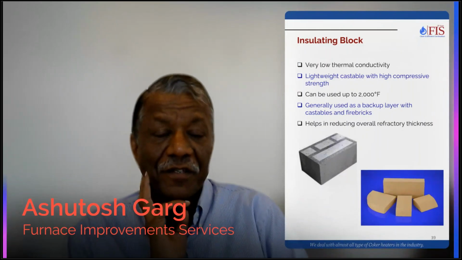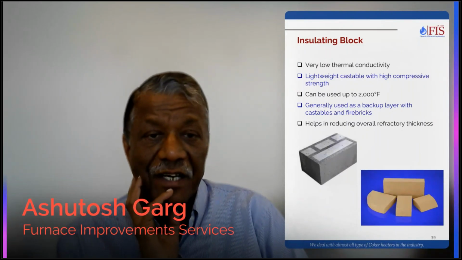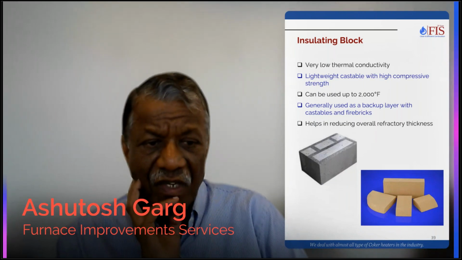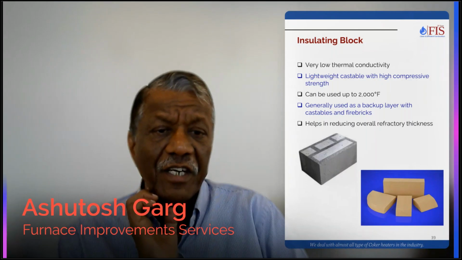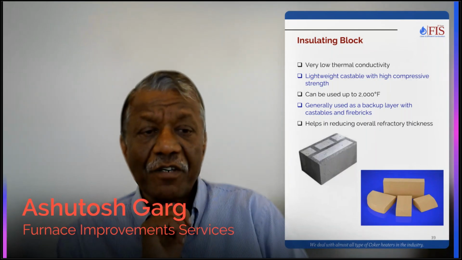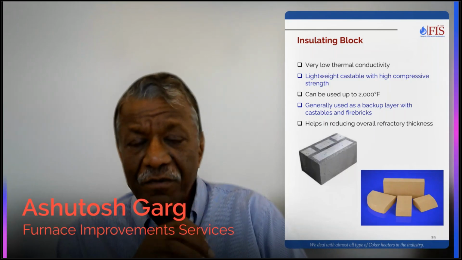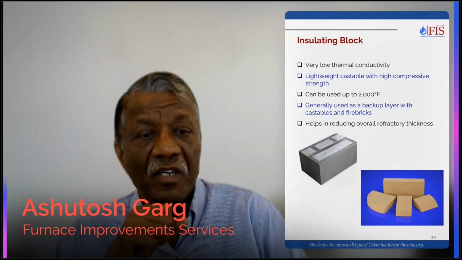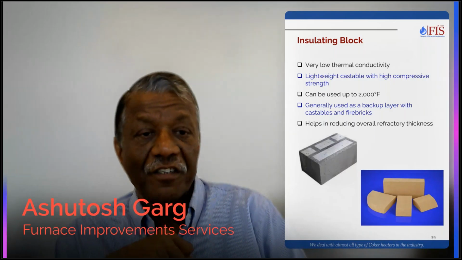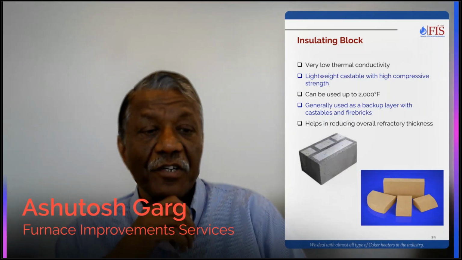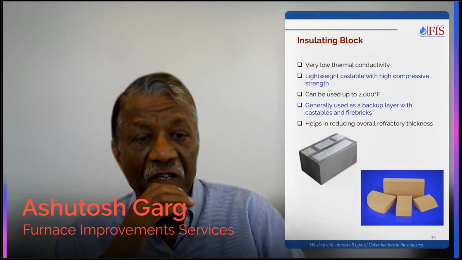Insulating block. This is another material which I like, and this can be used as a backup. There are different varieties. It can go up to 2000 degree F, and it helps in reducing the overall refractory thickness and also helps you in reducing the overall heat losses. So the casing temperature can be dropped substantially by using insulating block.